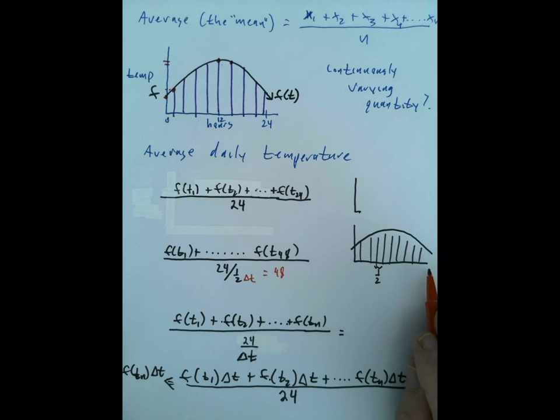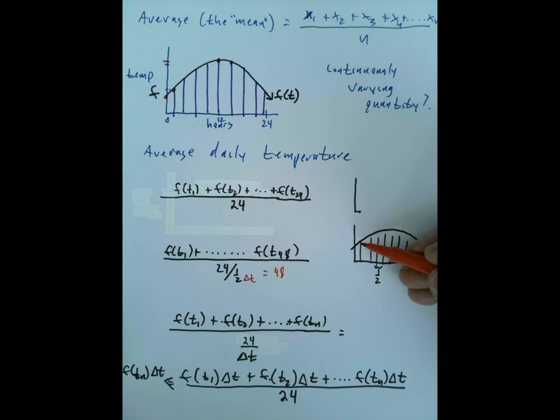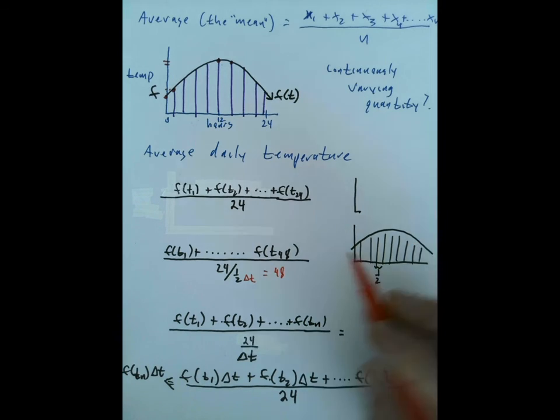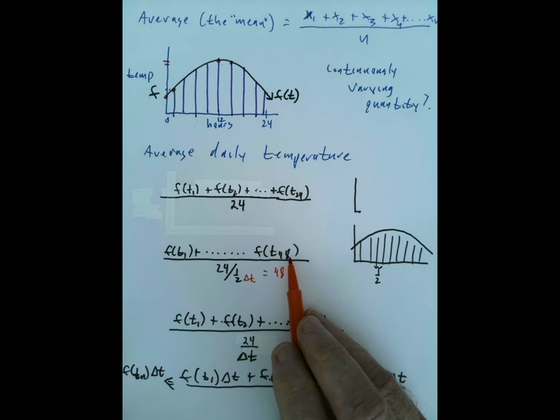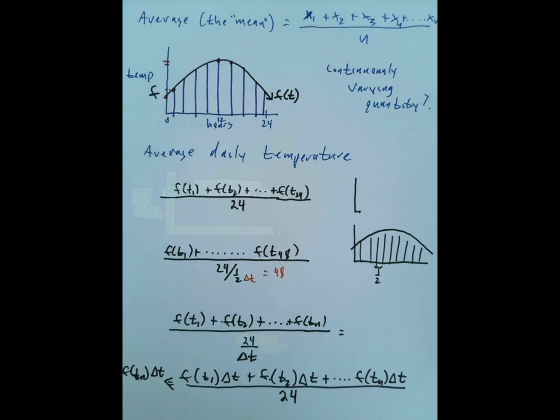So we'd have 48 intervals here, and then we would take the temperature at each of those 48 times, and up at the top here, we'd have 48 temperatures to add up. That make sense?